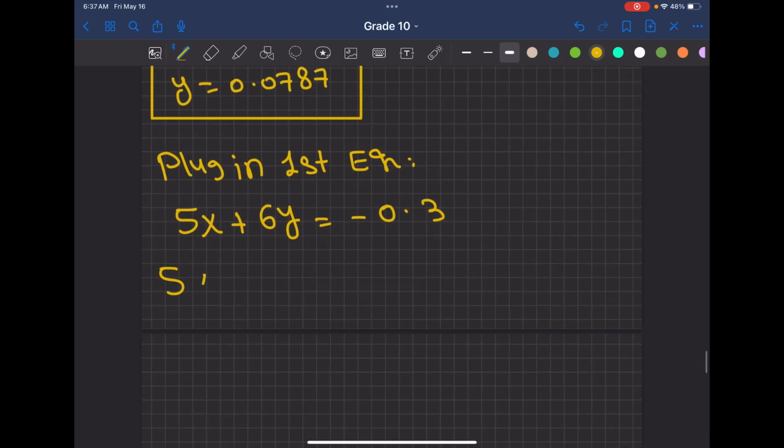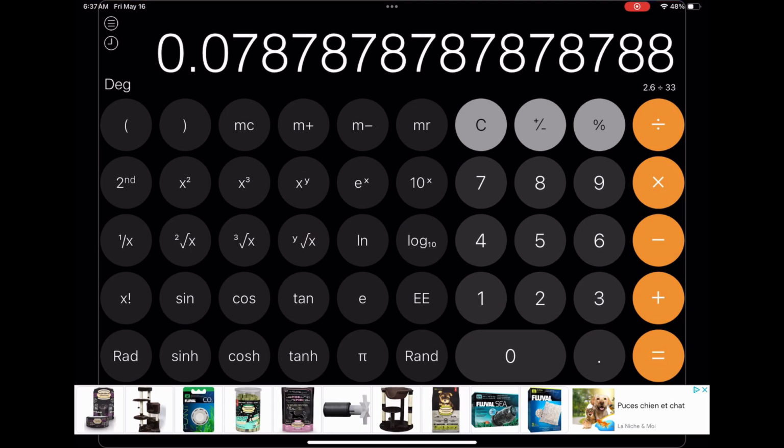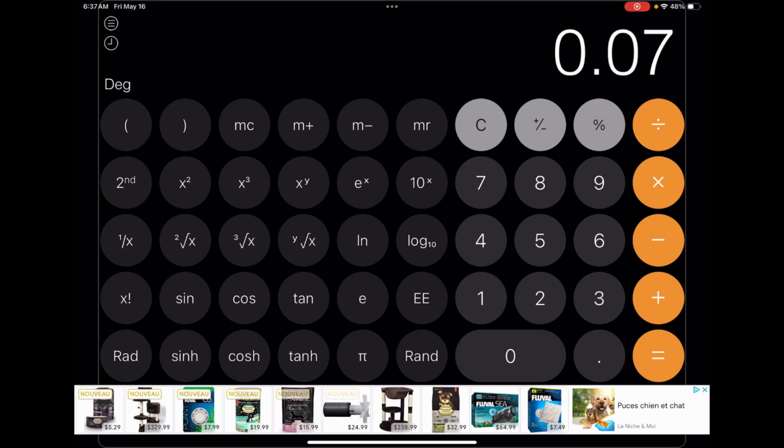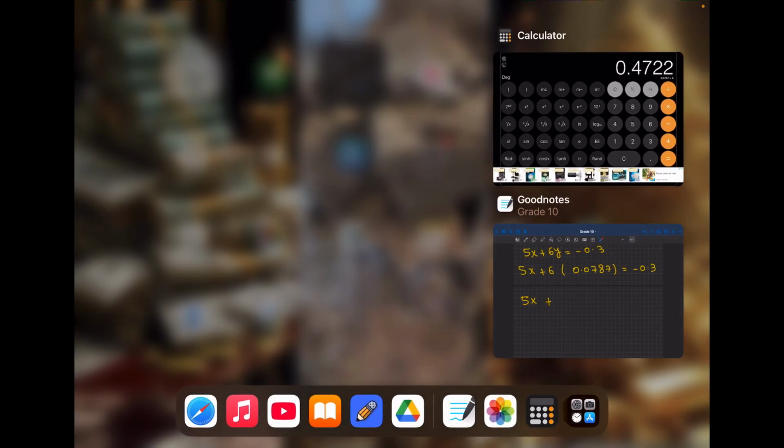You're going to write down 5x plus 6 times negative 0.0787 equals negative 0.3. It's going to be 5x plus, so we have to multiply these two numbers. 0.0787 times 6 is 0.4722.